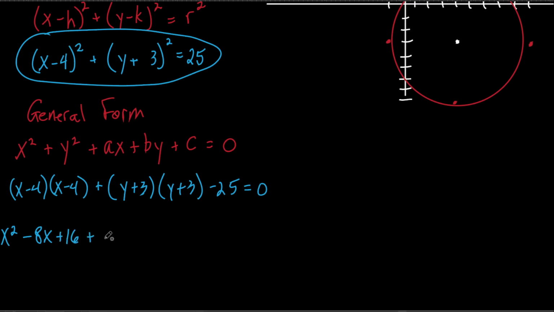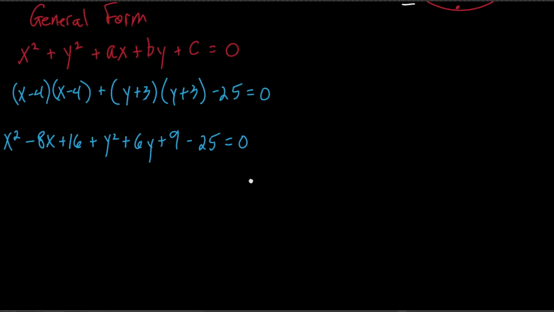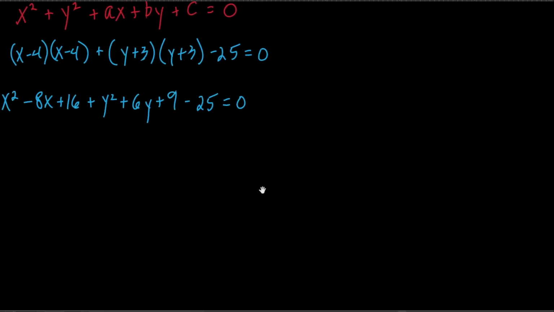This right here, it's y squared plus 3y plus 3y, which is 6y, plus 9 minus 25 equals 0. So that's all we did. We just did a FOIL. We're almost done. Kind of.